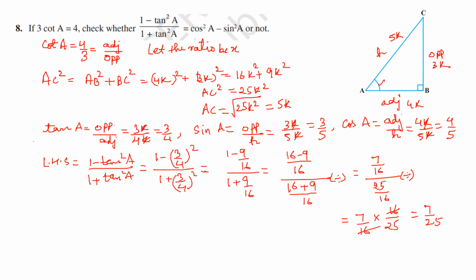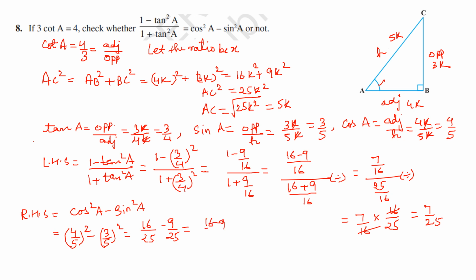So it is 7 by 25. This is your LHS. Now RHS is cos square A minus sin square A. Now your cos A value is (4 by 5) whole square minus sin A value is (3 by 5) whole square. So 16 by 25 minus 9 by 25 as like fraction. So (16 minus 9) by 25 will give you 7 by 25. So from here you can see your LHS is equal to RHS. So from here you can say that this is true.